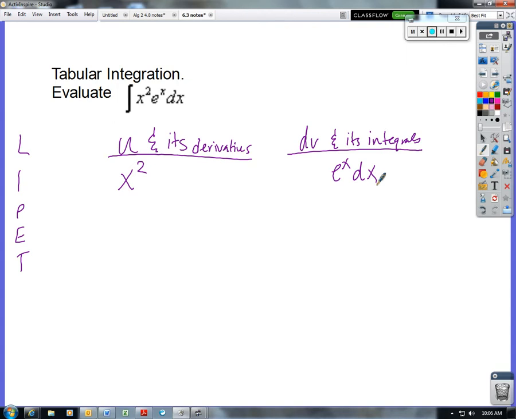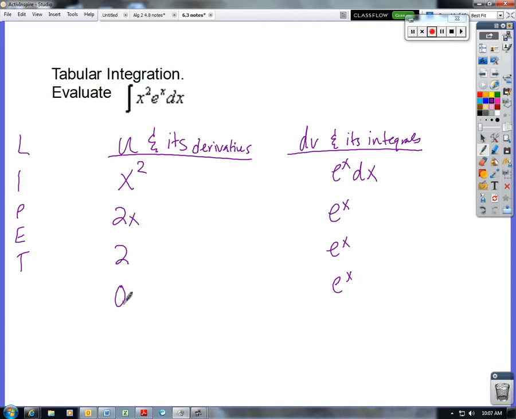Then what you're going to do, just like these things say, we're going to take the derivative of u, so that's 2x. Take the derivative of it again, that's 2. Take the derivative again, you get 0. You stop. Now we're going to integrate e to the x. Now fortunately that's very easy, so e to the x. Then you take the integral of that, that's still e to the x. I take the integral of that, it's still e to the x. Then we're going to stop there because we stopped there over there.